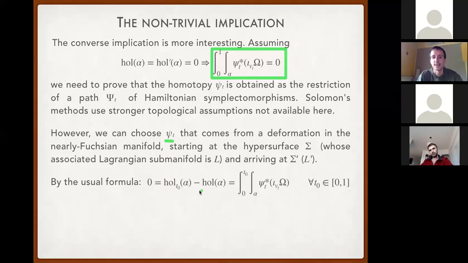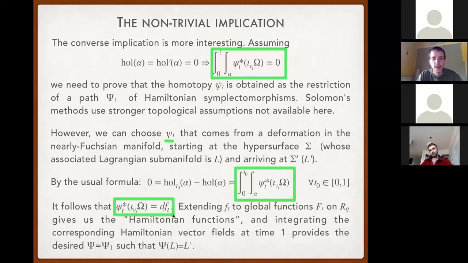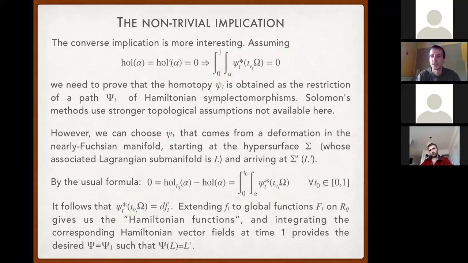This integral is 0 at every time. And this means that the guy under the integral is 0 at every time, and this means that this guy is exact at every time. And therefore, we can now extend these functions, which are only defined on the submanifold, to global functions. And we integrate these global functions, and these are Hamiltonian vector fields. And at time 1, we get the Hamiltonian symplectomorphism which we wanted, which sends L to L prime. Okay, sorry, maybe it was very quick, but just a sketch of this proof.